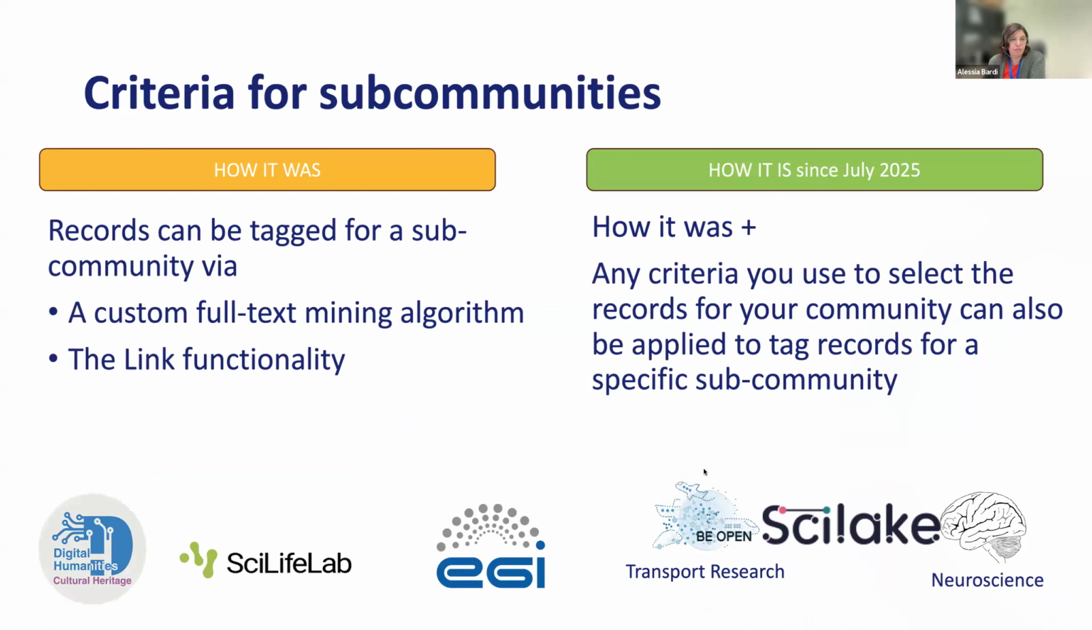So how did it work before? Before, you could tag a record for a specific subcommunity only if you had a custom full text mining algorithm implemented by the OpenAIRE team, and you could use the link functionality. Now, what you can do for the whole community, you can do also for the subcommunity. So you can define the relevant data sources, the project funding, subjects, and so on and so forth.